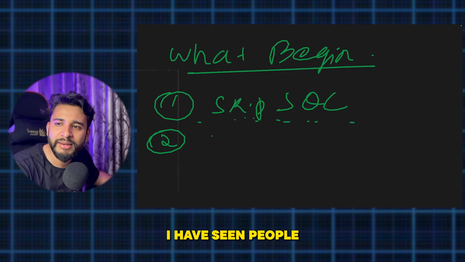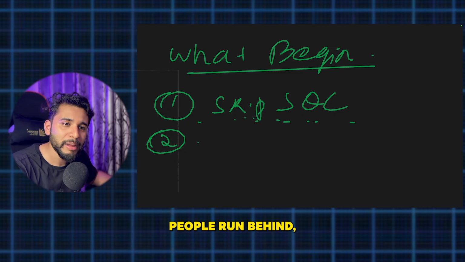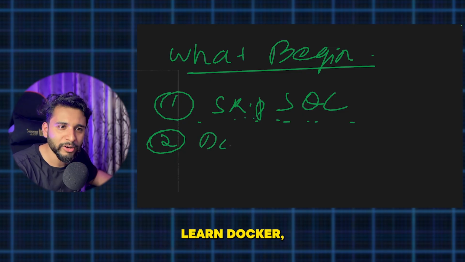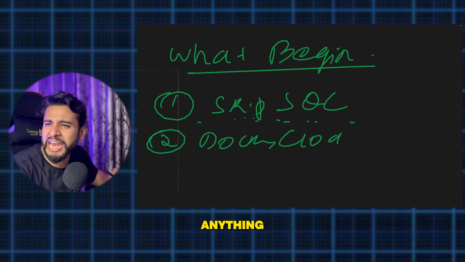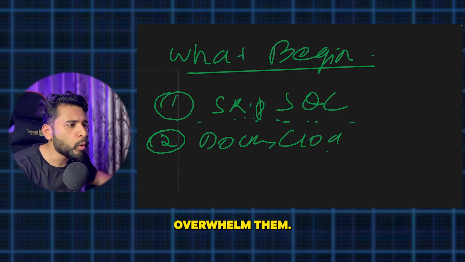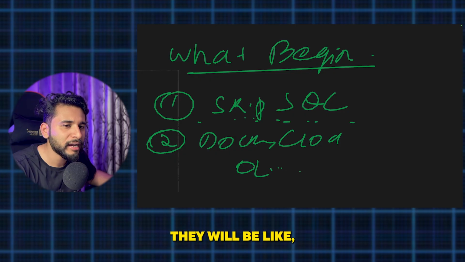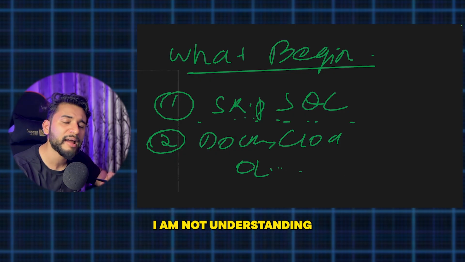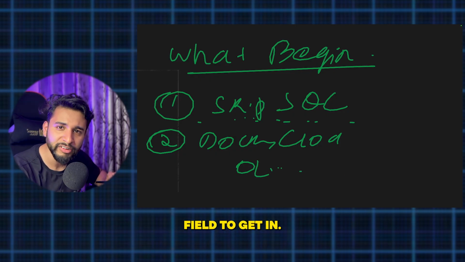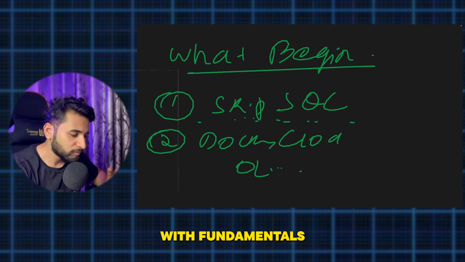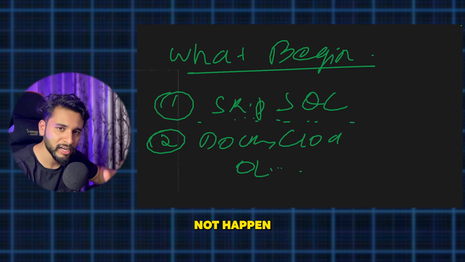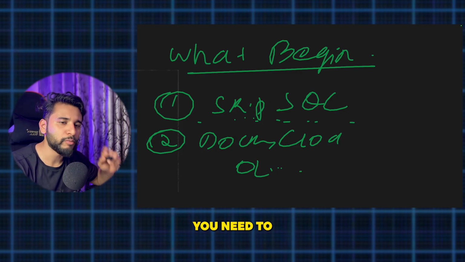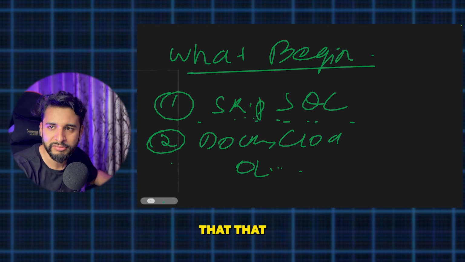Other than that, I have seen people try to learn everything at once. They will learn Docker, cloud, some XYZ, anything, and just overwhelm themselves. At the last they say, bhaiya, I'm not understanding what to learn, it is a very difficult field to get in. It is not a difficult field. Once fundamentals are clear, you will understand everything, and everything doesn't happen at once. One by one, step by step, you need to learn these things. That is the second mistake that I've seen.